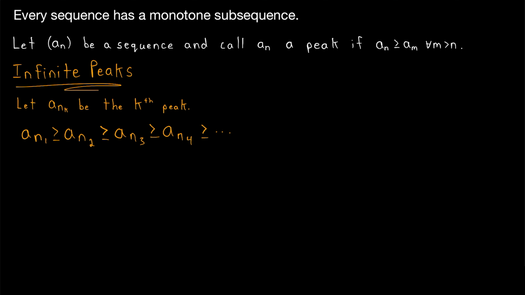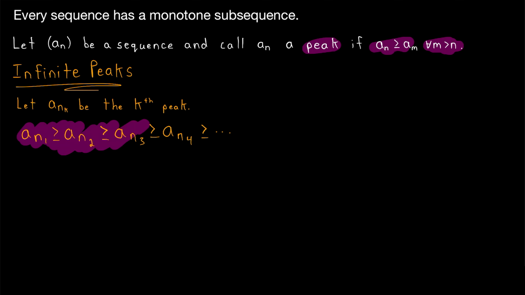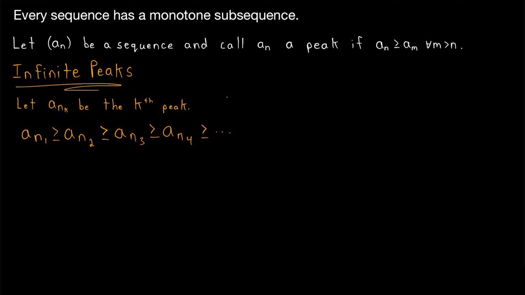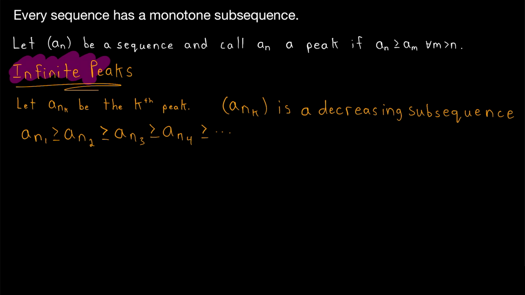Again, that's by definition of peak. A peak is greater than or equal to all of the terms that come after it. So each peak is greater than or equal to all of the peaks that come after it. And so by simply taking the infinite sequence of these peaks in order, we have a decreasing subsequence. And remember, there are infinitely many peaks, so this sequence of peaks is a true infinite subsequence, and by definition of a peak, it's going to have to be decreasing. And so we've got our monotone subsequence.